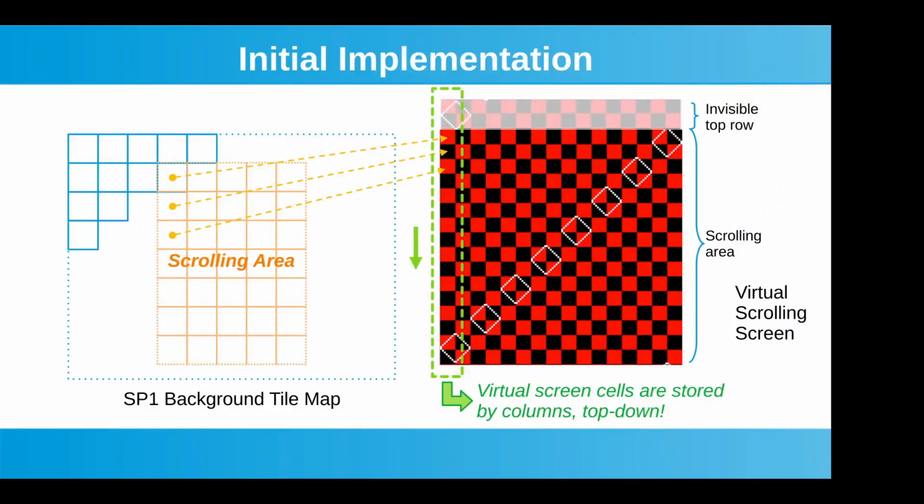And an important thing about this is that when we are scrolling a column, we are scrolling the full column, and then we are scrolling all the columns in turn from left to right. This means that initially there's no optimization about what is going to be scrolled and what is not. All the screen is going to be scrolled.